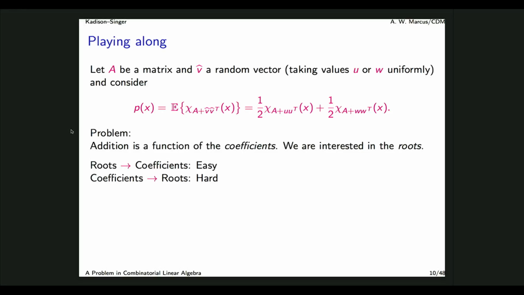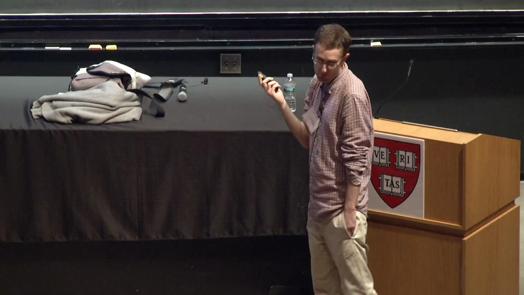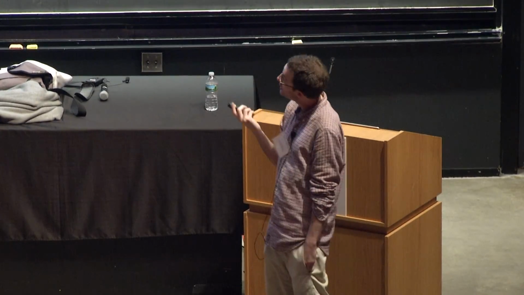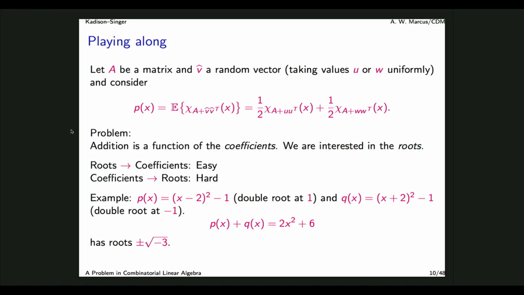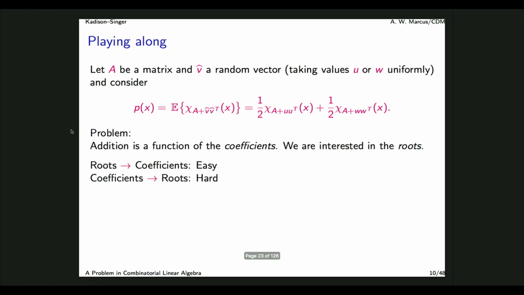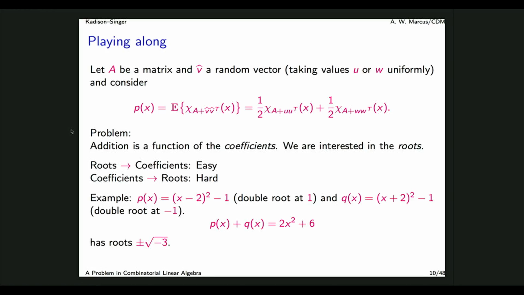And already we see one of the issues, and that's that this addition is a function of the coefficients. And we're supposedly trying to track the roots. Going from roots to coefficients is easy. You just multiply out the polynomial. But going from coefficients to roots is hard. And that's what Galois theory tells us. And in particular, you may not even have real roots. So here's an example of two polynomials where they both have two real roots, but when you add them together, all the real roots go away. So even talking about having an inequality comparing the roots of this thing to anything else is sort of nonsense.